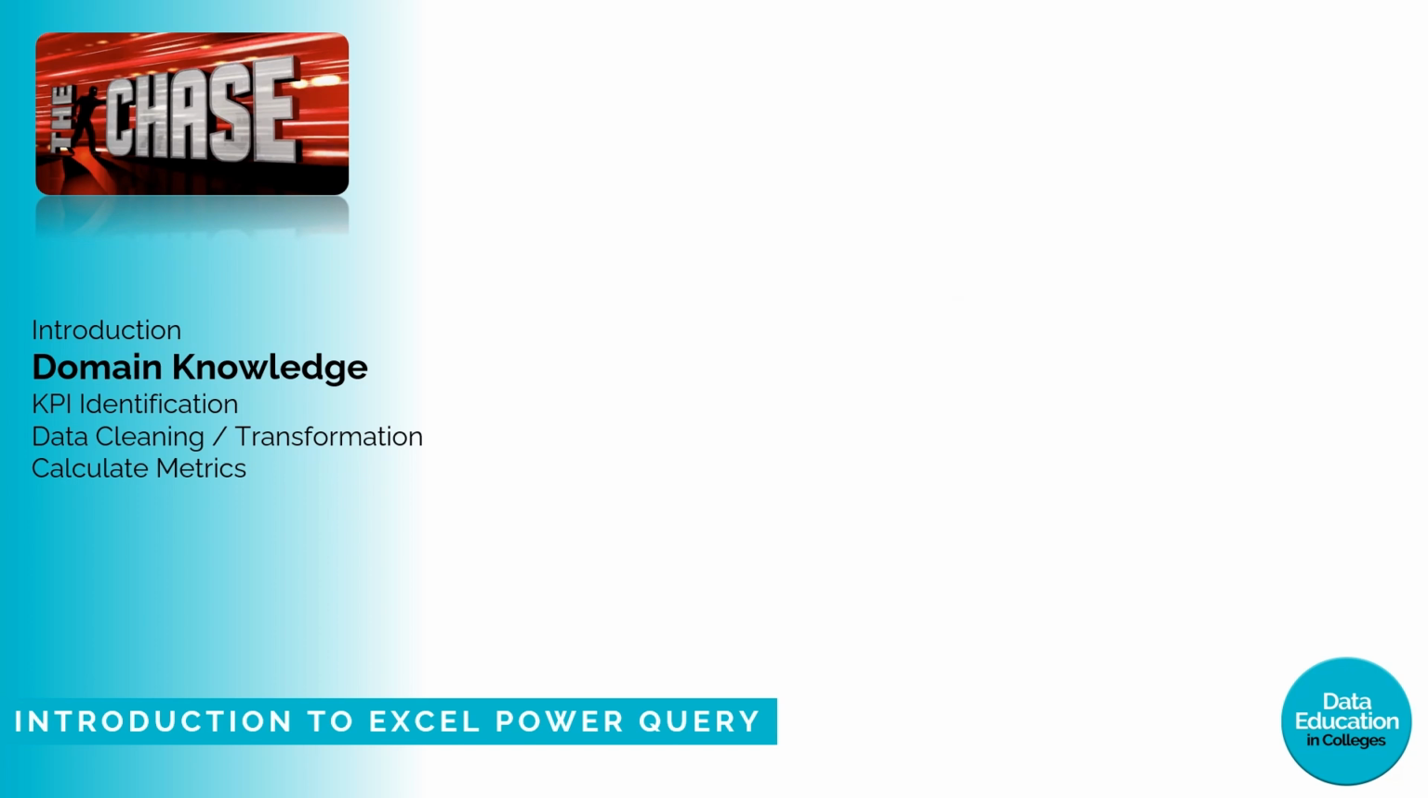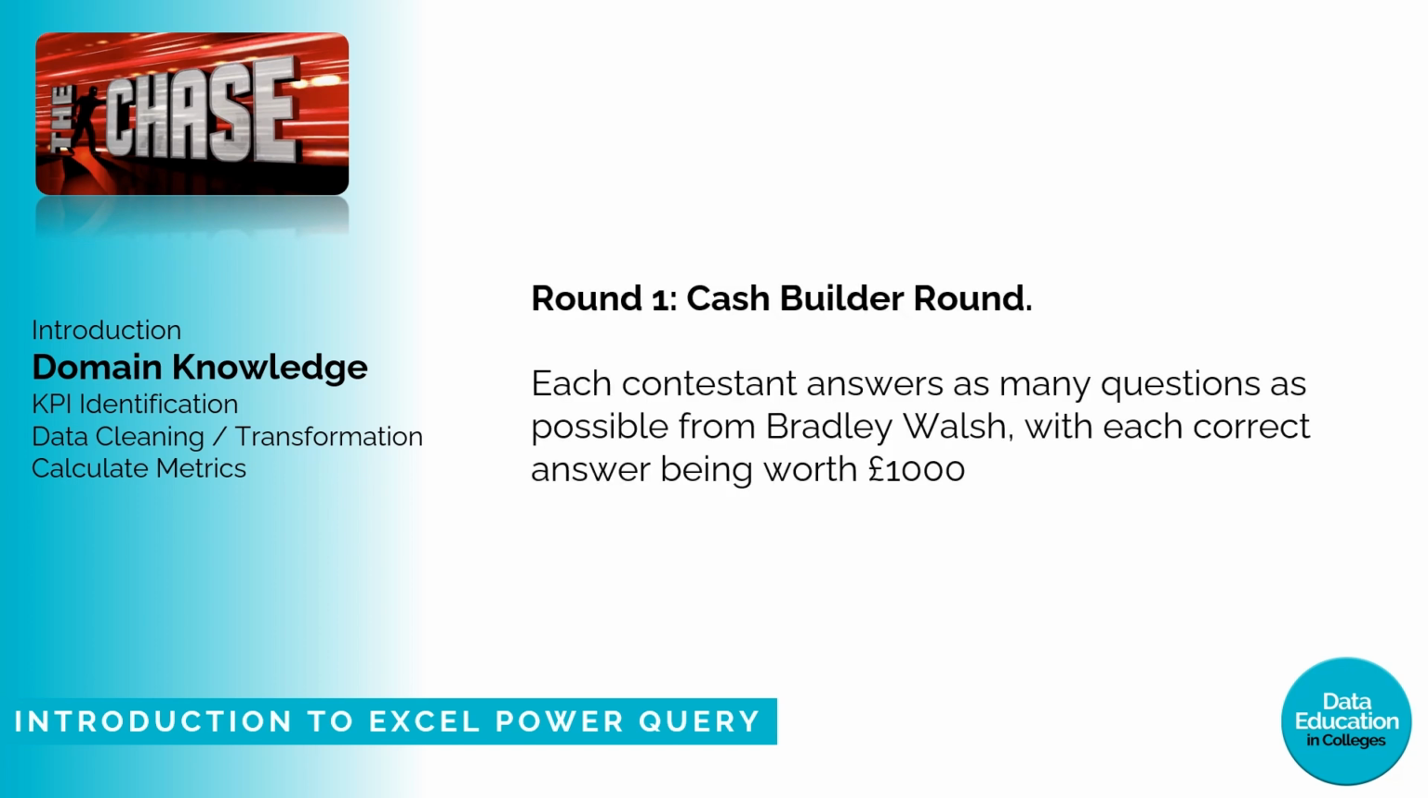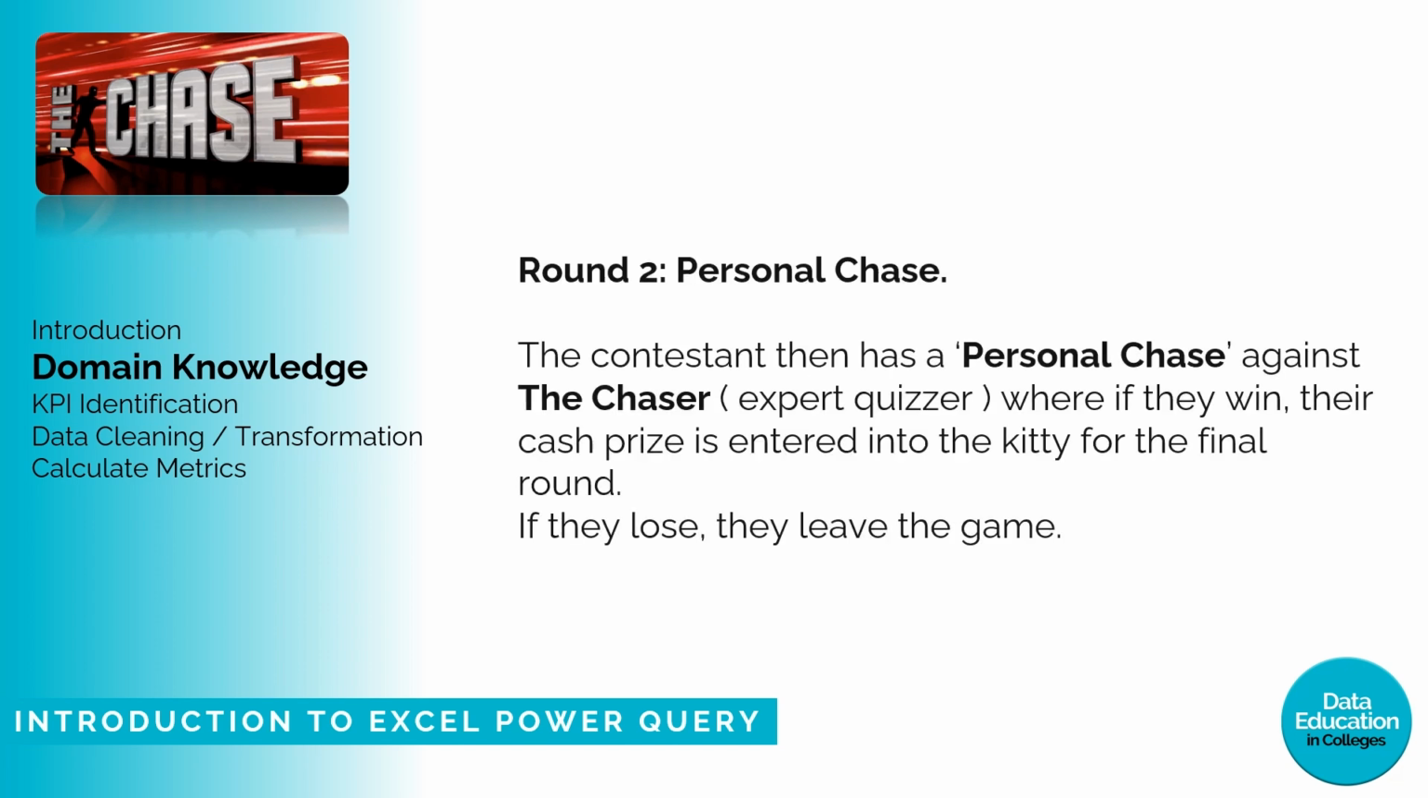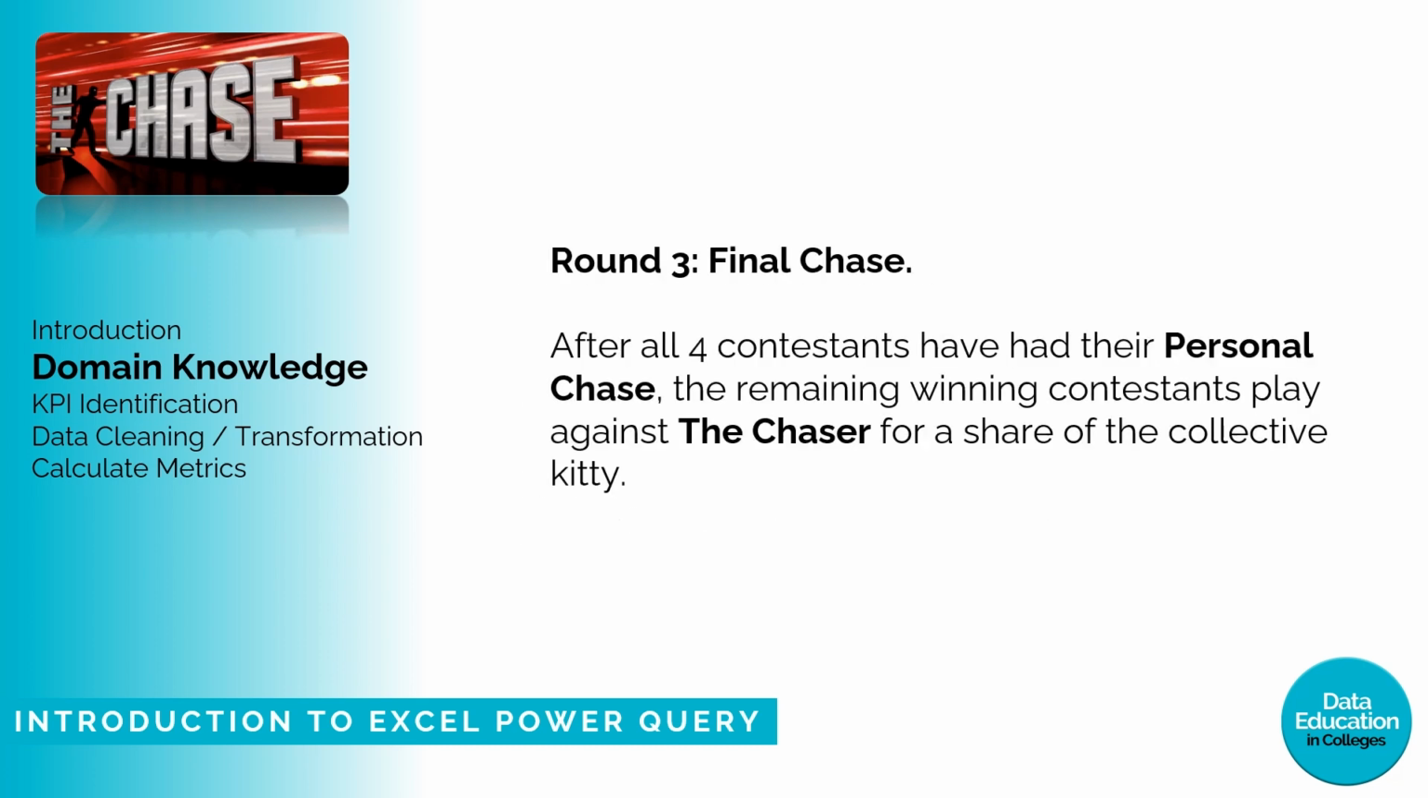Round 1 is a cash builder round. So each contestant tries to answer as many questions as possible from Bradley Welsh, with each correct answer being worth 1,000. Then they have a personal chase against the quizzer, the experts at Pub Quizzer. And if they win, their prize money is into the kitty. If not, they lose.